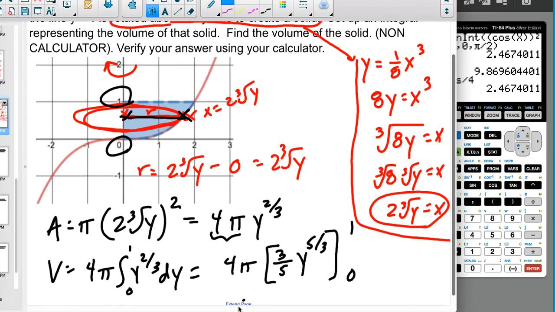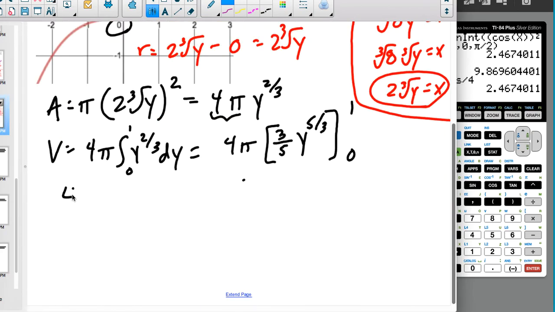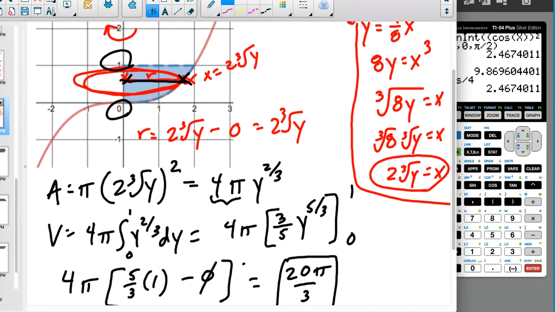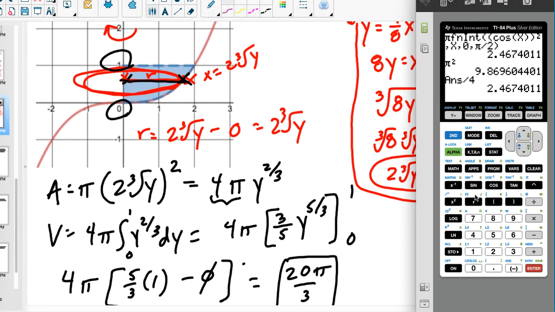So I'm going to get, sorry, extending the page, that this is 4 pi times 3/5 of 1 minus a big fat 0, right? So I'm pretty sure I get 12 pi over 5, right? And we can check that on the calculator by plugging this guy in. So if I go ahead and do 4 pi, oh, and actually I probably wouldn't, I probably would just leave the pi out, right?